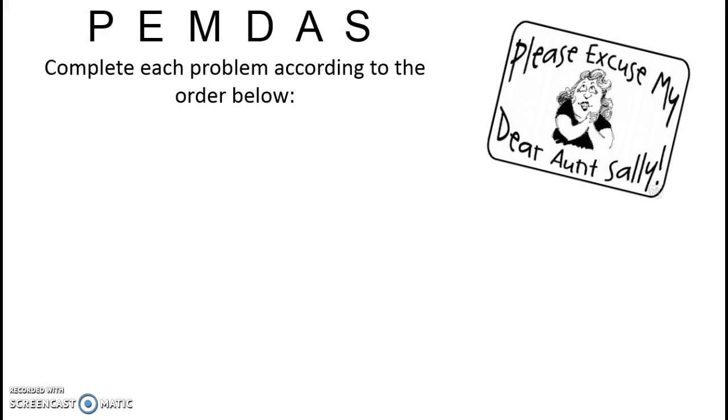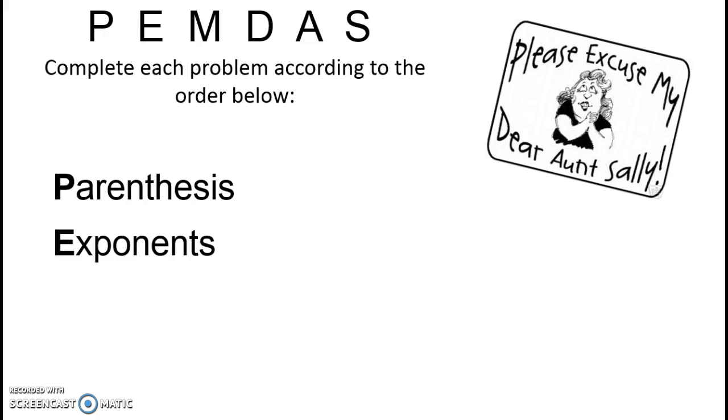Here we go. Okay, so the order of operations has an acronym that you can use to help you remember the order of the steps. So we say, please excuse my dear Aunt Sally. Please starts with a P. And so that tells us that parentheses is the first thing that we should always look for inside a problem. Next we have excuse. Excuse reminds us to do exponents second.